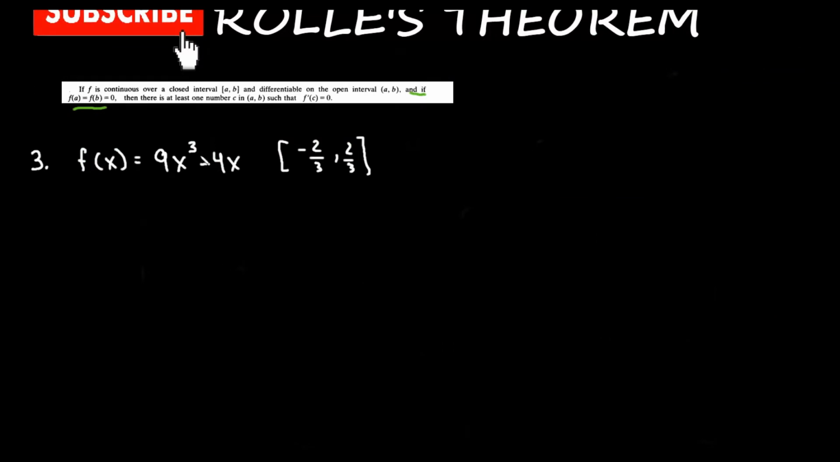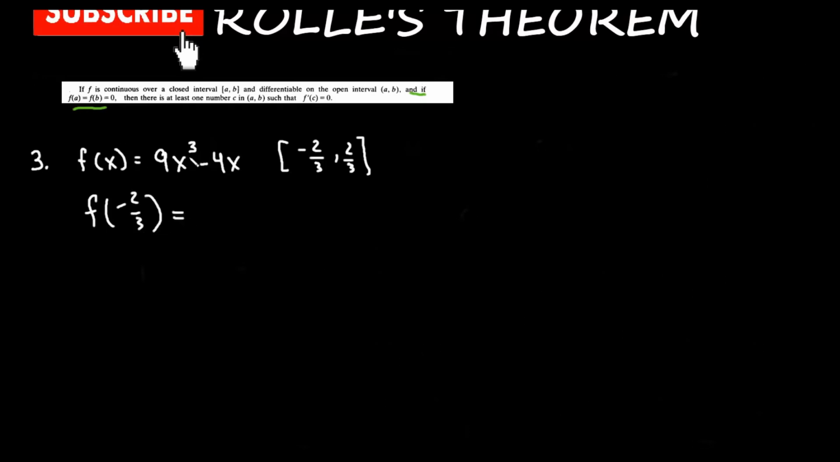Alright, so the next one is asking us for this function here, negative 2 over 3 to 2 over 3 interval. Is it continuous? Yes, it is. It looks like all the other ones we've been doing. Is it differentiable? Yes, it is. So let's find our f of negative 2 over 3.